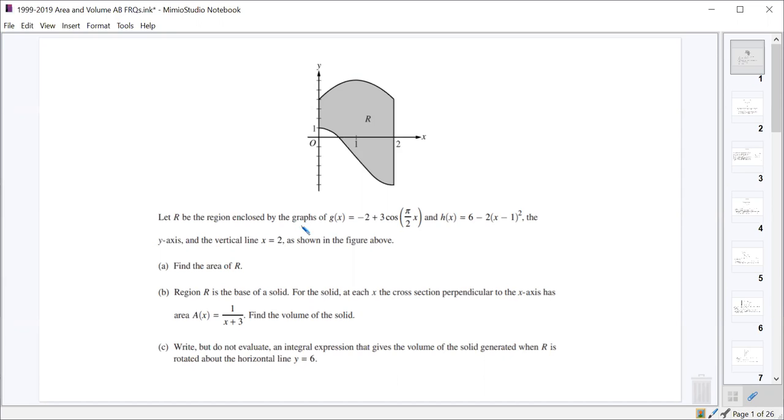What's the upper function? Is it g of x or is it h of x? It should be h of x, right? Because that one's a parabola, and this one is clearly not a parabola. That looks more like a trig function. So for A, we're going to integrate h of x minus g of x dx from 0 to 2. Everybody agree that it should be from 0 to 2? So we'll do that on the next page where we have some more room.